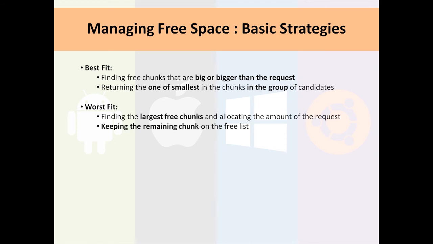Then we have worst fit, which says to find the largest of the free chunks and allocate the amount of the request. So you just look for the largest free chunk and you allocate from that chunk. And you keep the remaining chunk on the free list. So if you allocate 20 from a free chunk of 120, obviously you keep the remaining 100 on the free list.